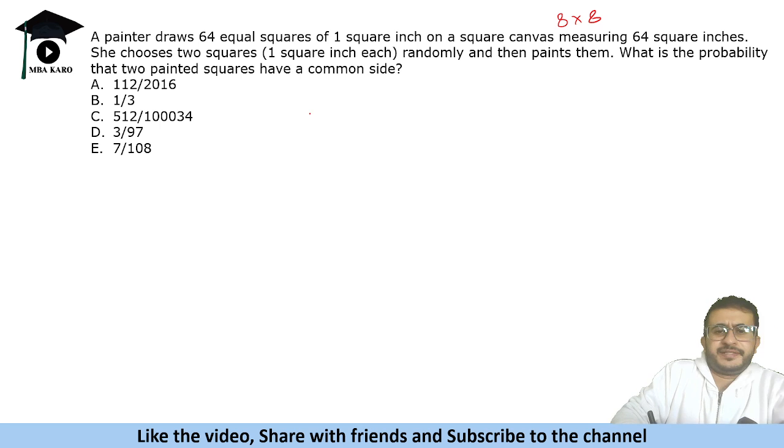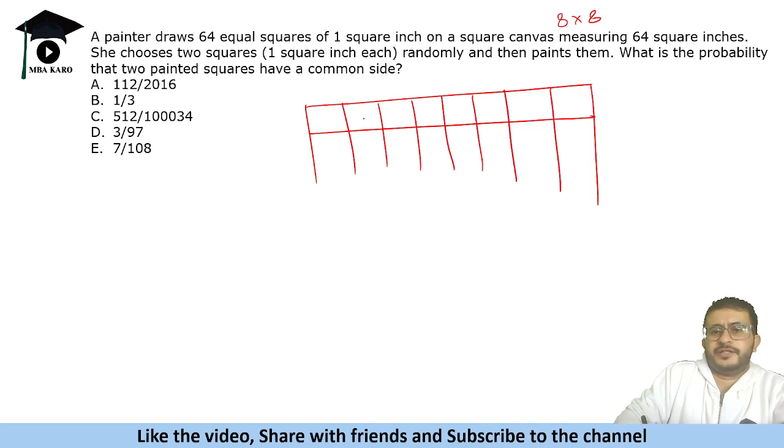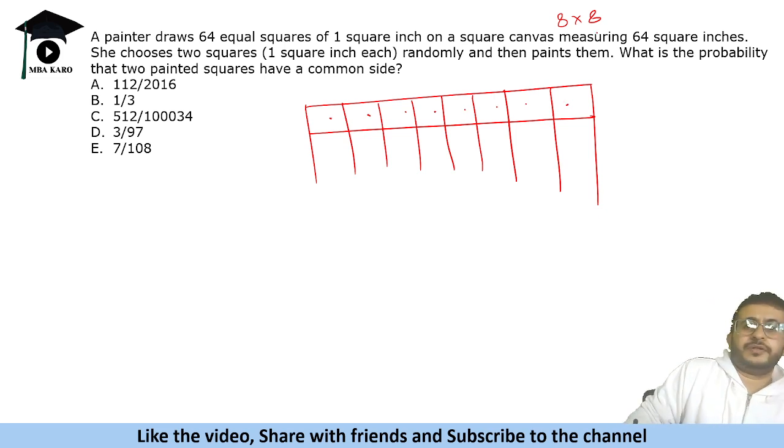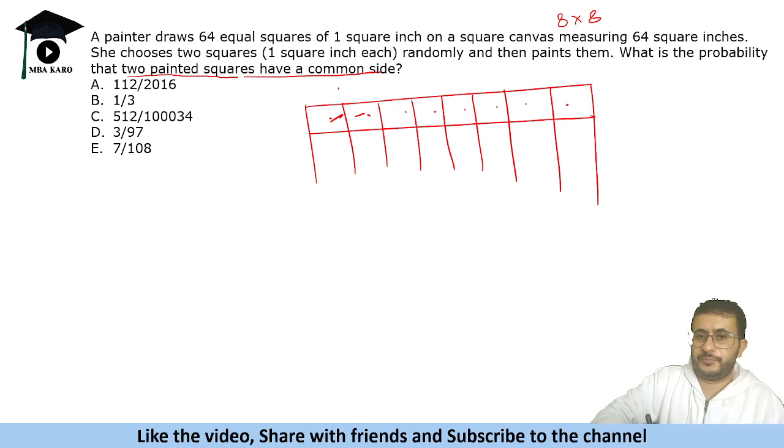Now let us understand this. Suppose we have one line. I'm taking 1, 2, 3, 4, 5, 6, 7, and 8. So these are 8 squares in one row. Now we have to find the probability that two painted squares have a common side. Suppose if I paint these two squares, they will have a common side. If we paint these two, they have a common side. These two, these two, and so on.